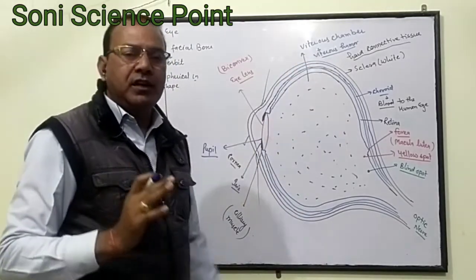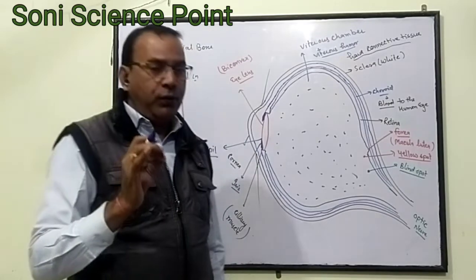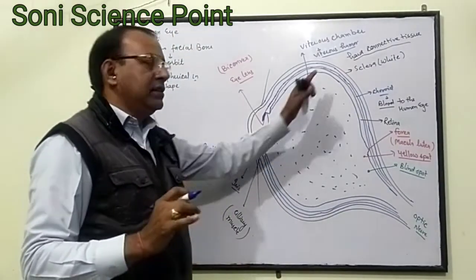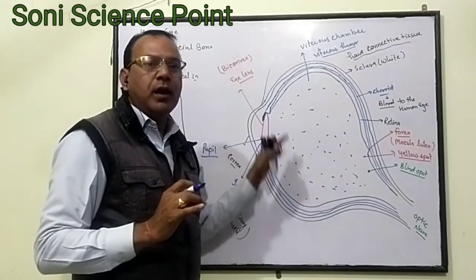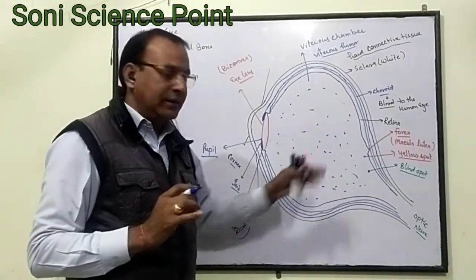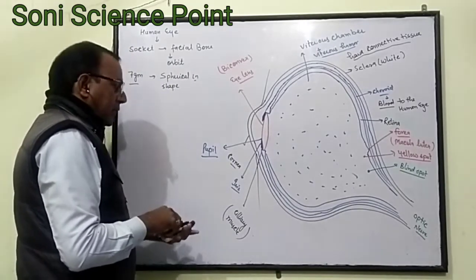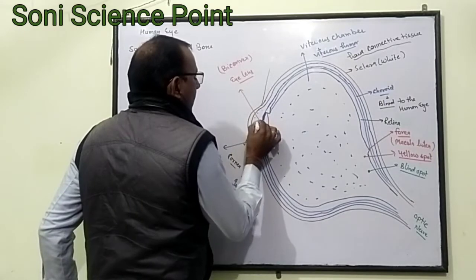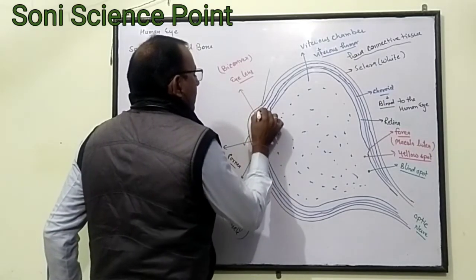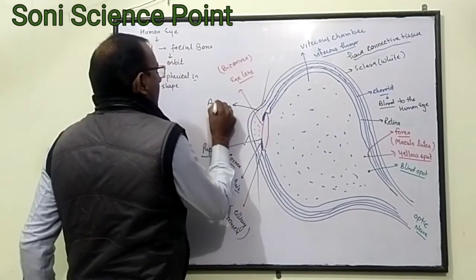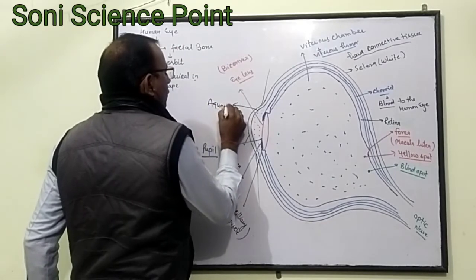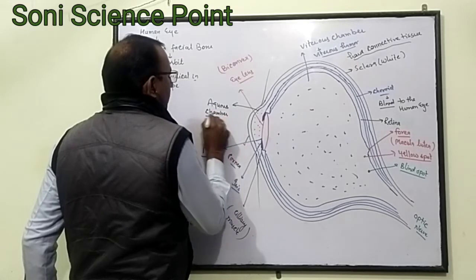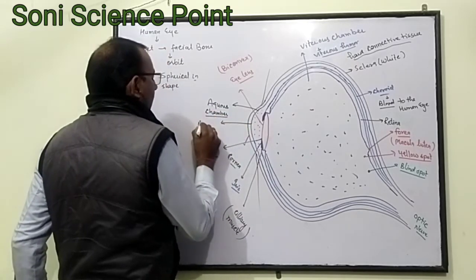So what is the role of vitreous humor? Vitreous humor is a fluid in which the gelatinous cells are present. The role of the gelatinous cells is to fix the human eyeball size. And one chamber is present between the cornea and the lens; this chamber is called the aqueous chamber. In this chamber a fluid is also present, and this fluid is called aqueous humor.